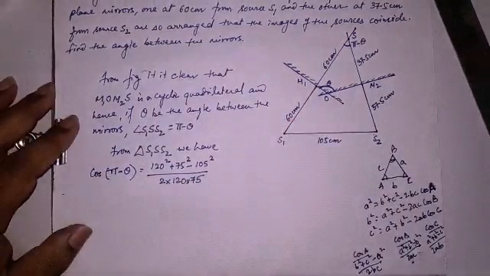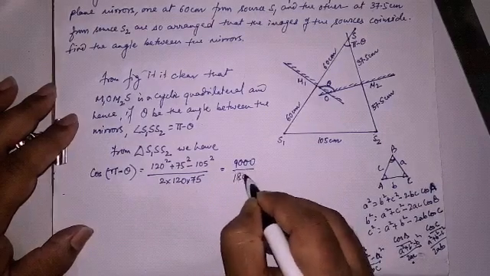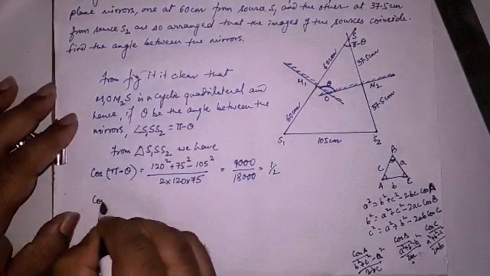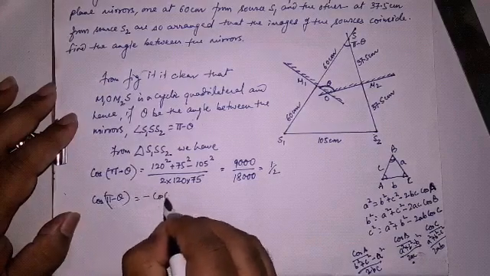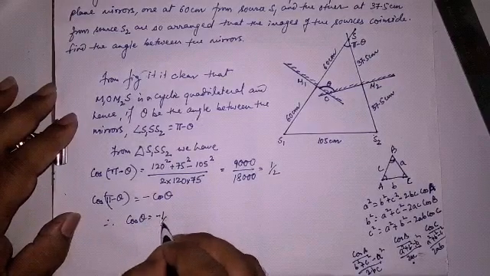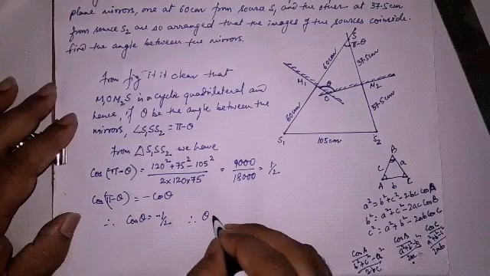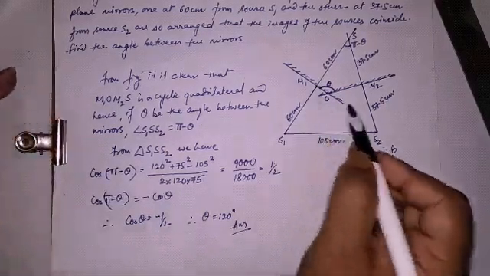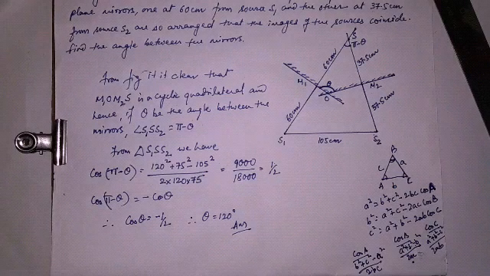From here, if we calculate, we get it as 9,000 divided by 18,000, that is equal to 1 by 2. And we also know that cos pi minus theta is equal to minus cos theta. So therefore, cos theta will be equal to minus 1 by 2. Therefore, theta will be equal to 120 degree. So here we get the angle between the two mirrors is 120 degree. Clear?